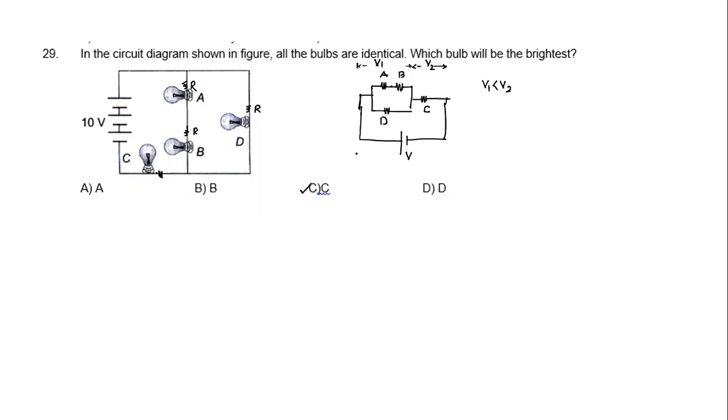So this can be found without any calculation. Or we can find the value of R, find the current, calculate power consumption in each, and find which one has maximum power consumption.